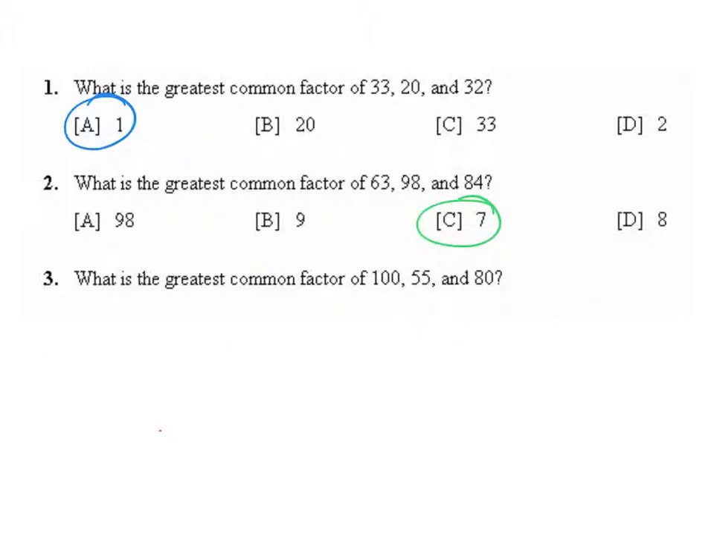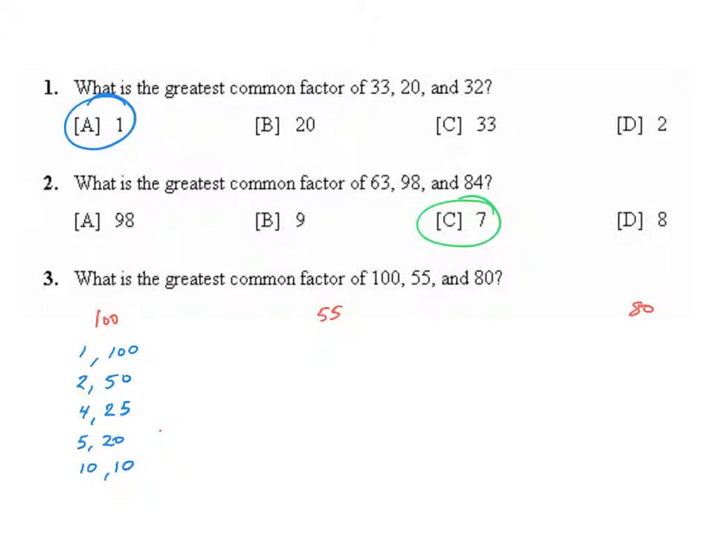So our last one is the greatest common factor of 100, 55, and 80. So I know that 100 is going to have a whole lot. And I'm not going to try to write these with the little factor rainbow. I'm just going to have to write them out. I know that I have 1 paired with 100, 2 paired with 50, 4 paired with 25, 5 paired with 20, and then 10 paired with itself because it's a square number.